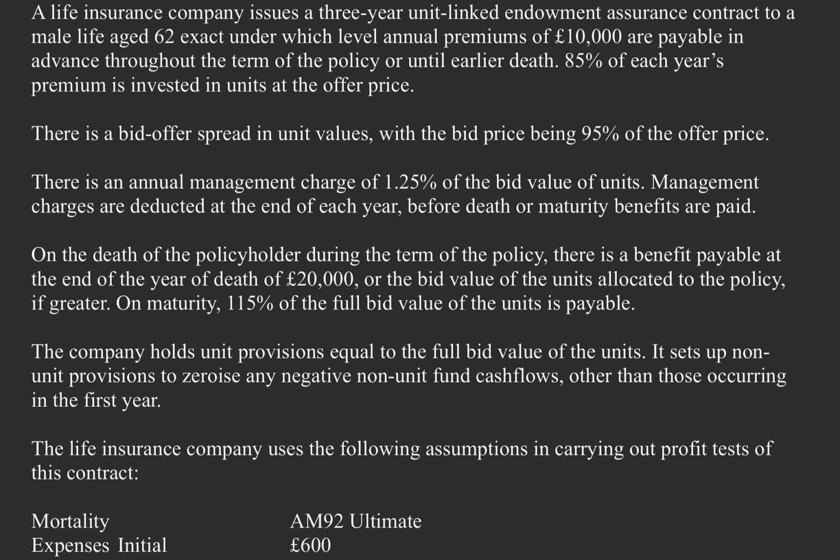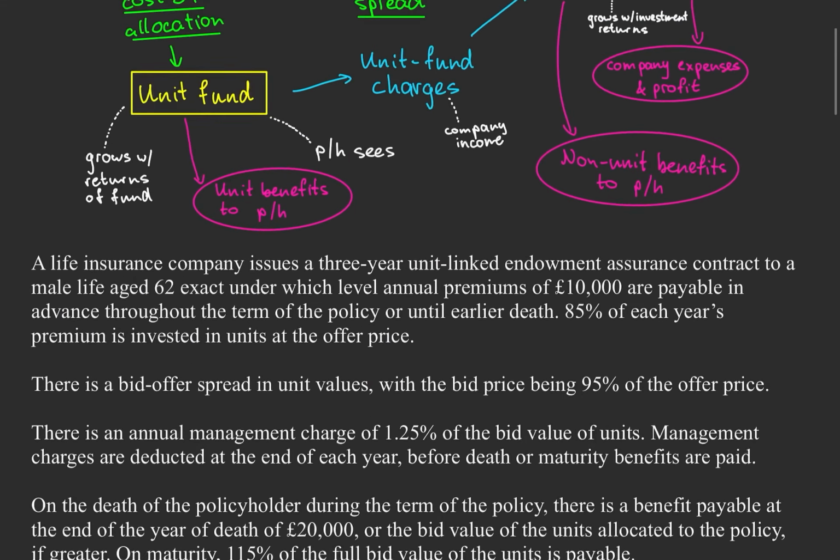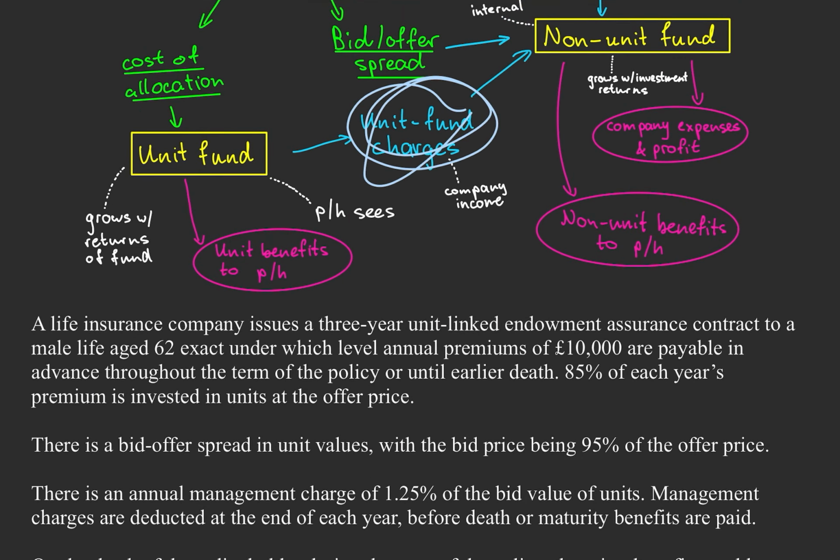Okay, so then there is an annual management charge of 1.25% of the bid value of units. Management charges are deducted at the end of each year before death or maturity benefits are paid. Okay, so that's here, unit fund charges. It's company income: it's going into the non-unit fund, but it comes out of the unit fund. Okay, that's my management charges.